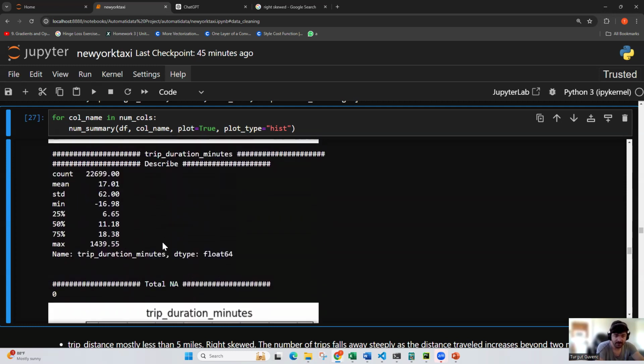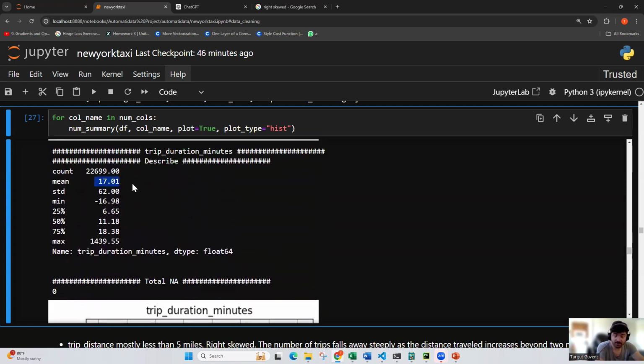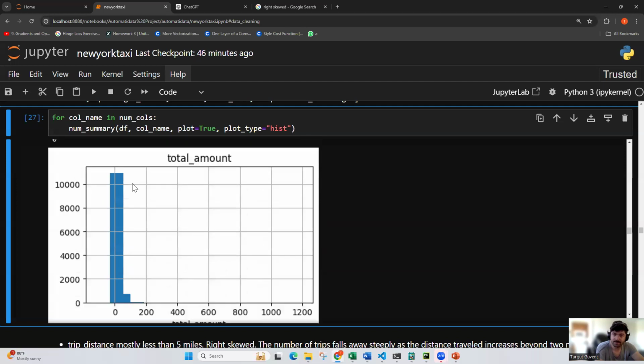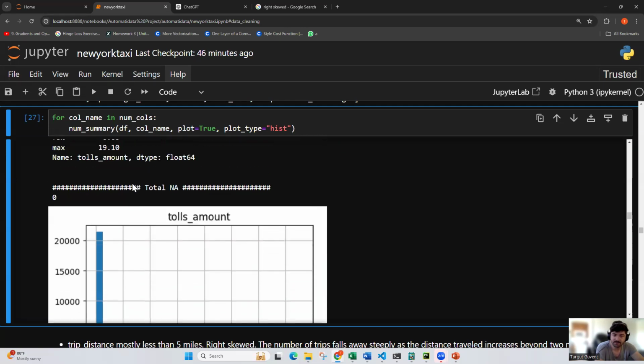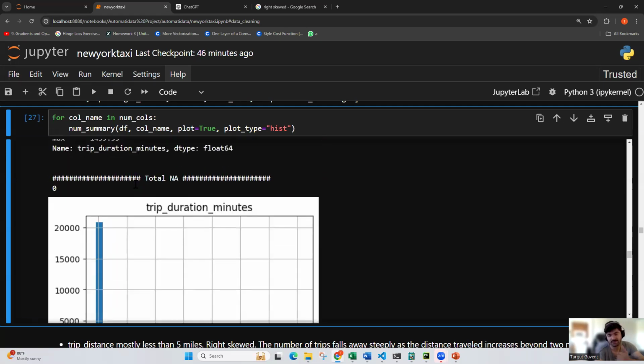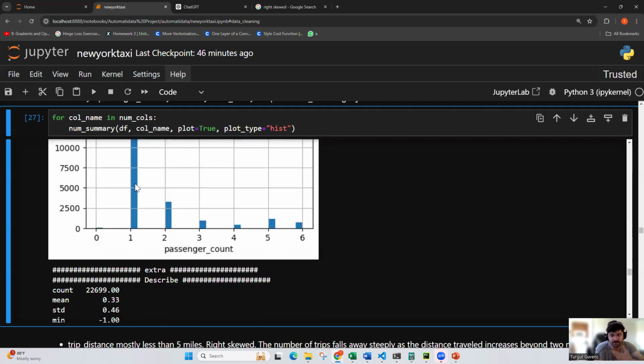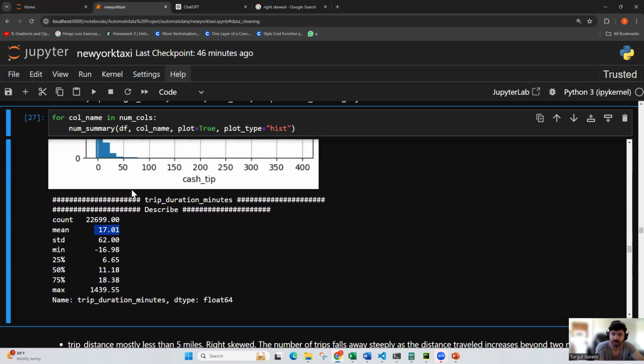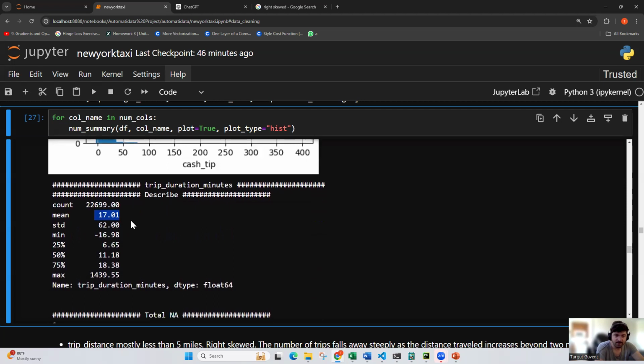Iteration limits, right? Okay, so the mean is 17 minutes. And what was the mean distance? Let's check the distance. Oh, this is the duration, and we can compare this one with the distance. That will really make sense. But in New York traffic, okay, the standard deviation is really high. Why is that? It's probably New York traffic.